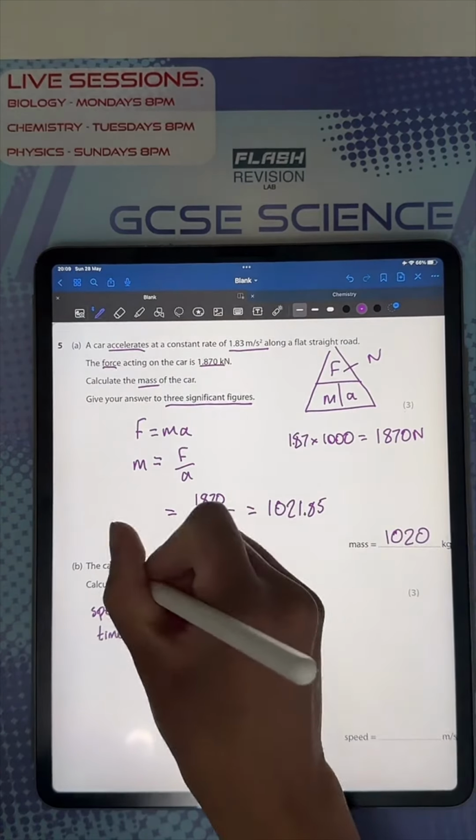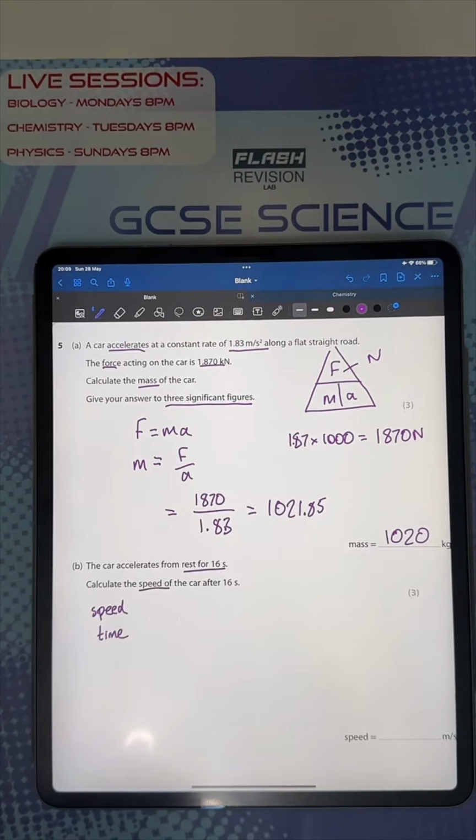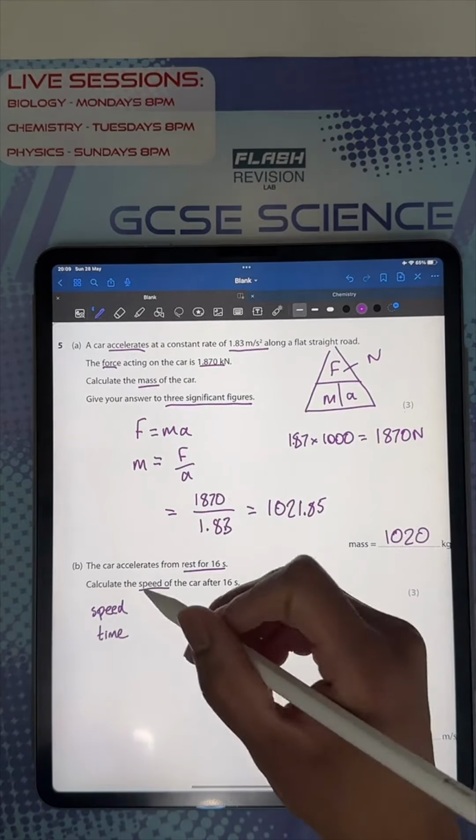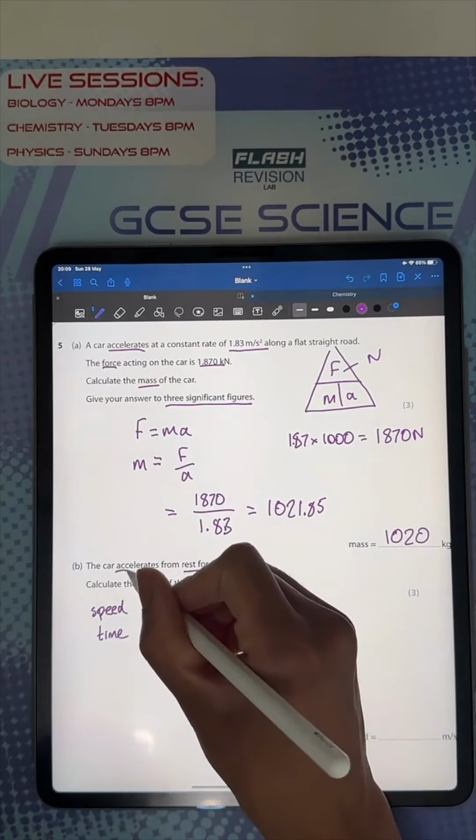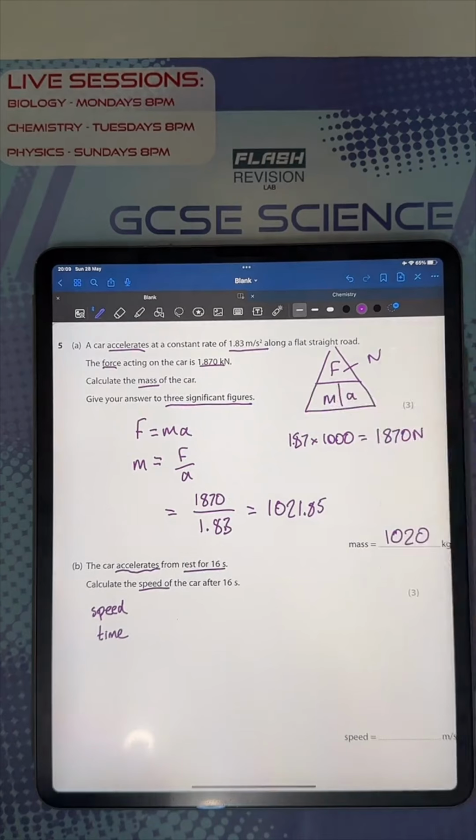Rest, and we got it accelerates as well. Calculate the speed. So we know what the acceleration is as well from the previous question. What can we do for this one then? Any ideas what we can do here? Yeah, this is combined.